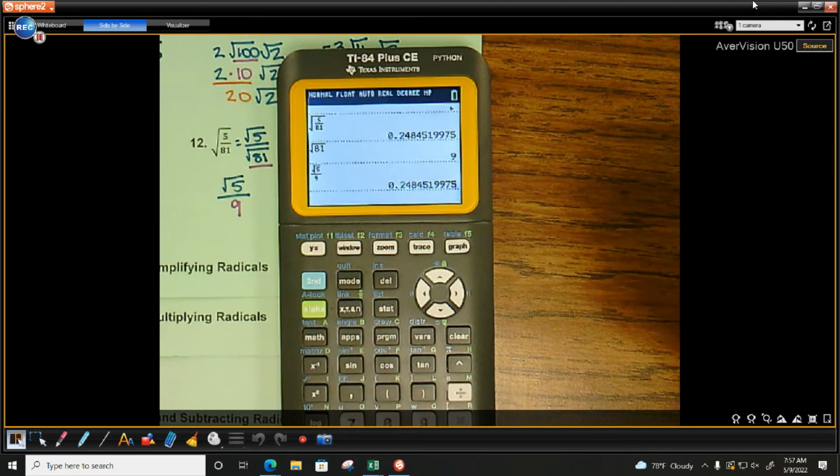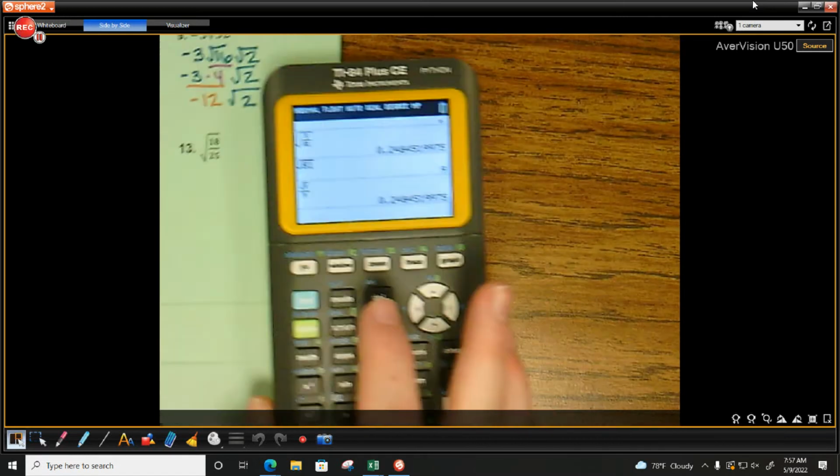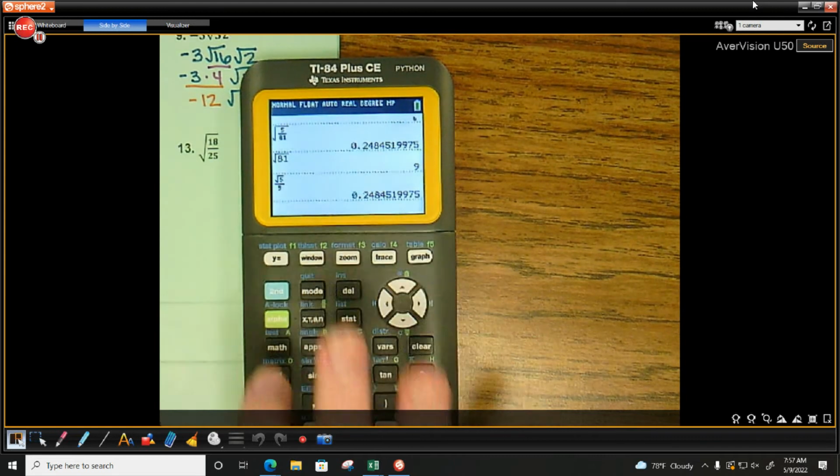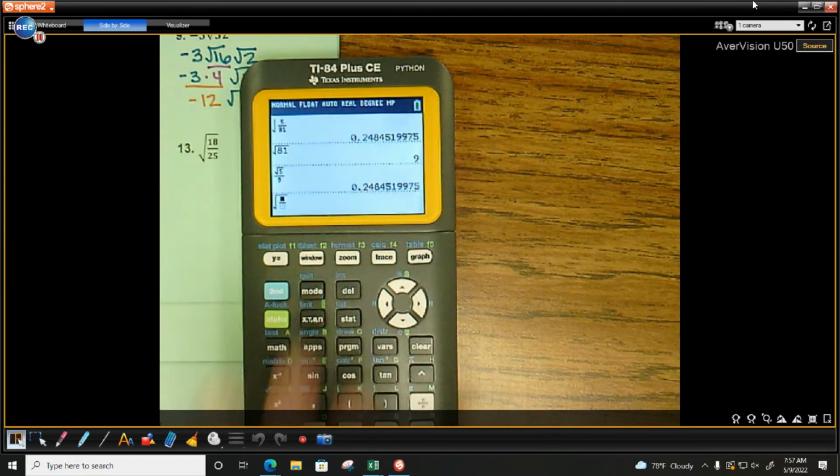Again, I cannot stress enough, put your original problem in, put your answer in, make sure the decimals match. If they don't, you are definitely wrong, okay? We good? Okay, last one. Add the square root of a fraction. Type it in the calculator. We always start with the calculator. Always start with the calculator.